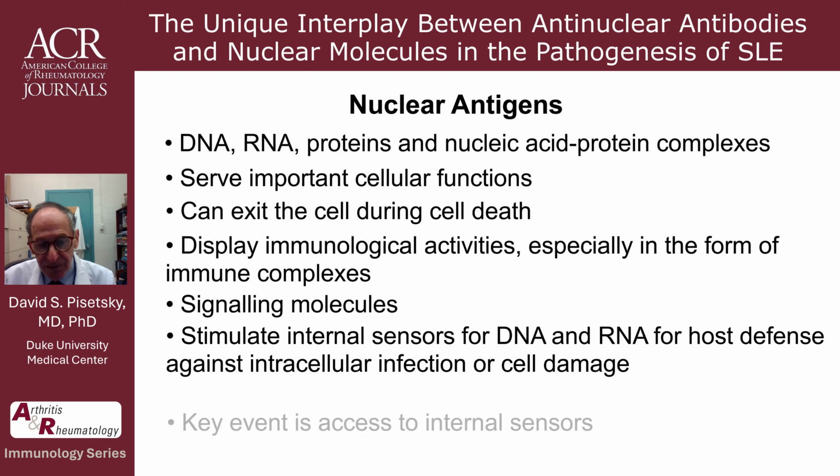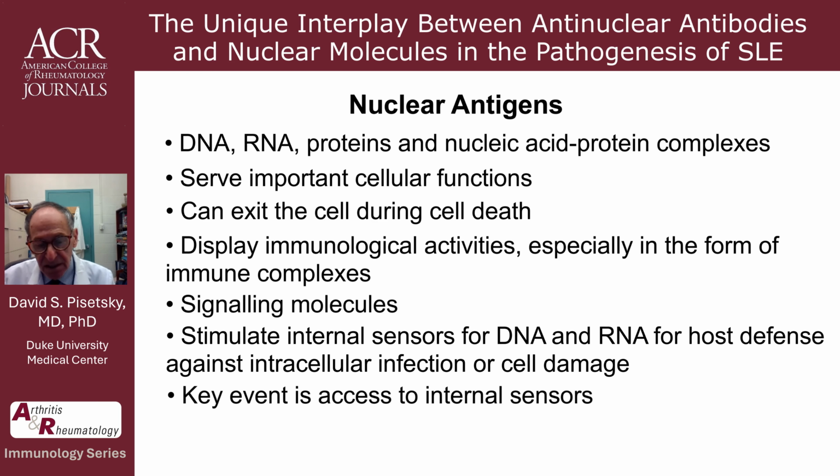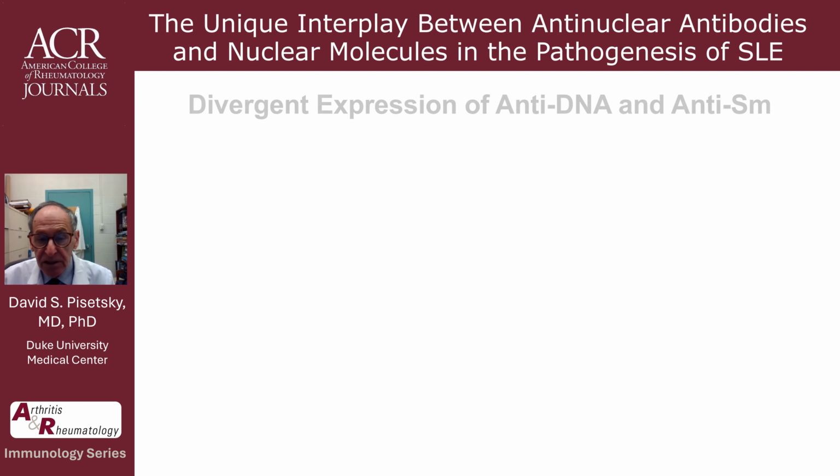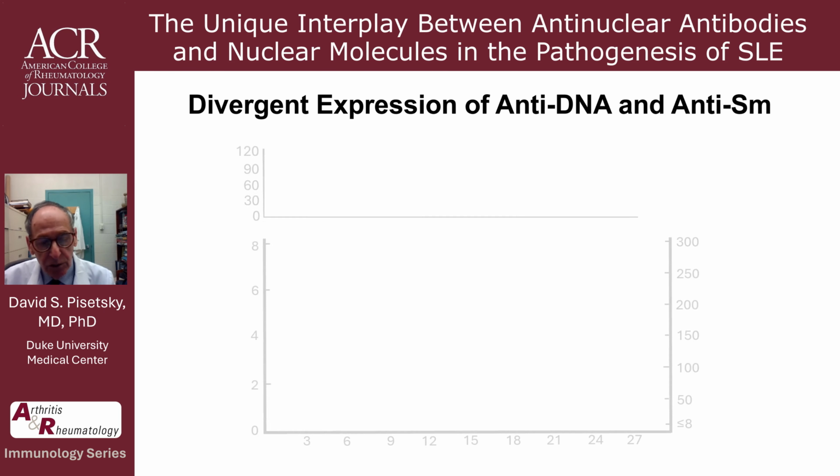The key event is the access of nuclear molecules to these internal sensors, and that in turn drives lupus pathogenesis by stimulating interferon. So a little schema I talk about: nuclear molecules start inside the cell, they get outside the cell, and they're taken up back inside another cell. Now, ANA production is central to lupus, but it's not uniform.